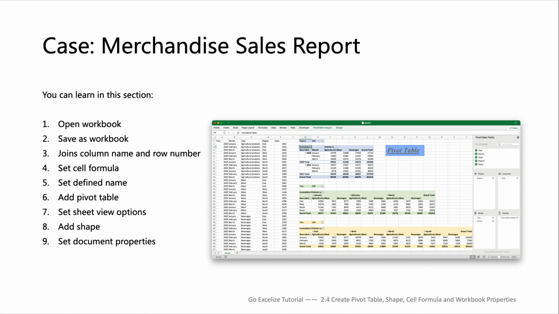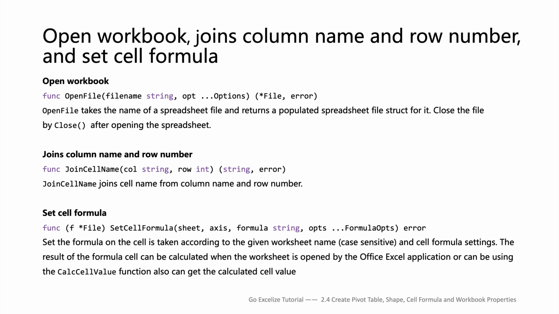I will show you how to generate a merchandise sales report spreadsheet. We will learn 9 XSlides functions by this example and create 3 pivot tables in the workbook. First, we will use the following 3 exported functions of the XSlides. Open file, join cell name, and set cell formula.